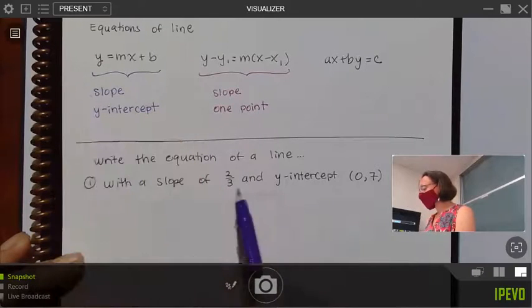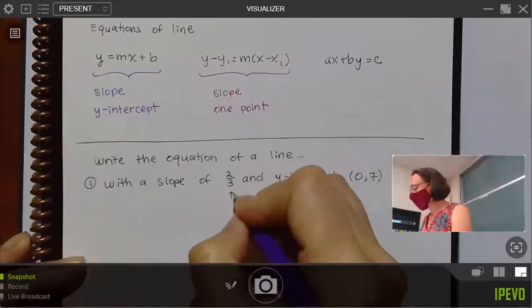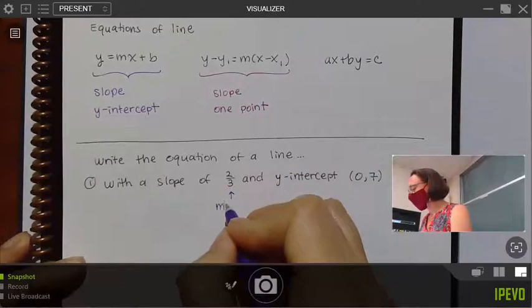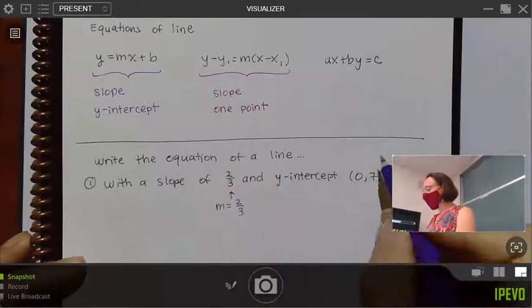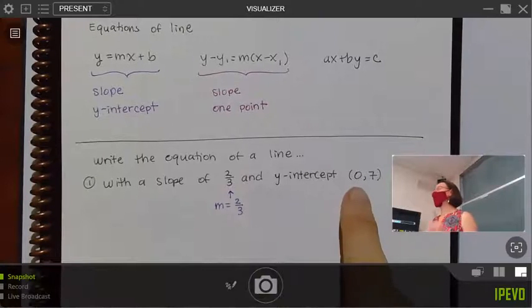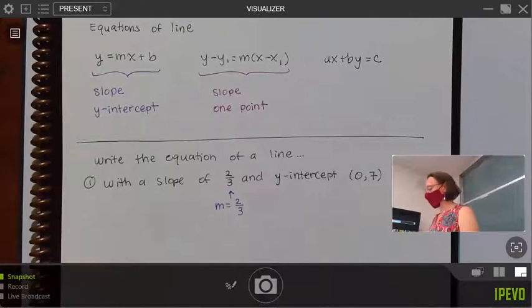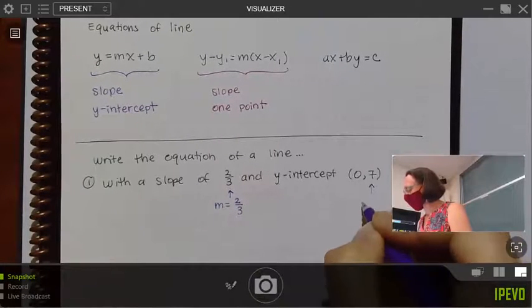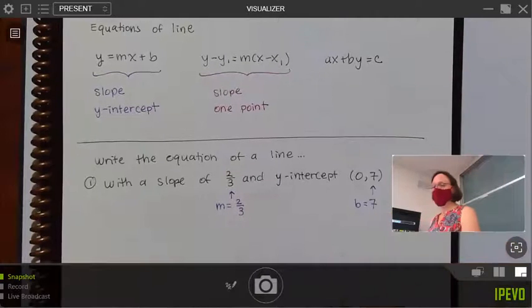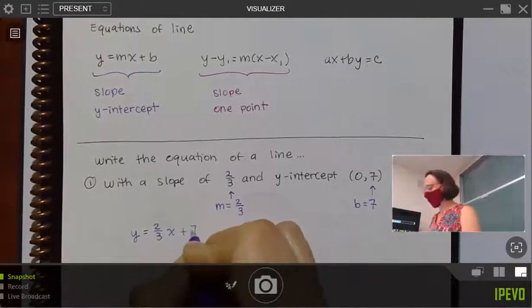I have a slope and a y-intercept, so I'm going to use this slope-intercept form. That slope is the value of m. And that y-intercept I have listed as an ordered pair, meaning the x value should be 0 for any y-intercept, and the y value here is 7. In the slope-intercept form, that y-intercept value is b. And then we plug it into the equation. So I would have y equals 2/3 x plus 7.